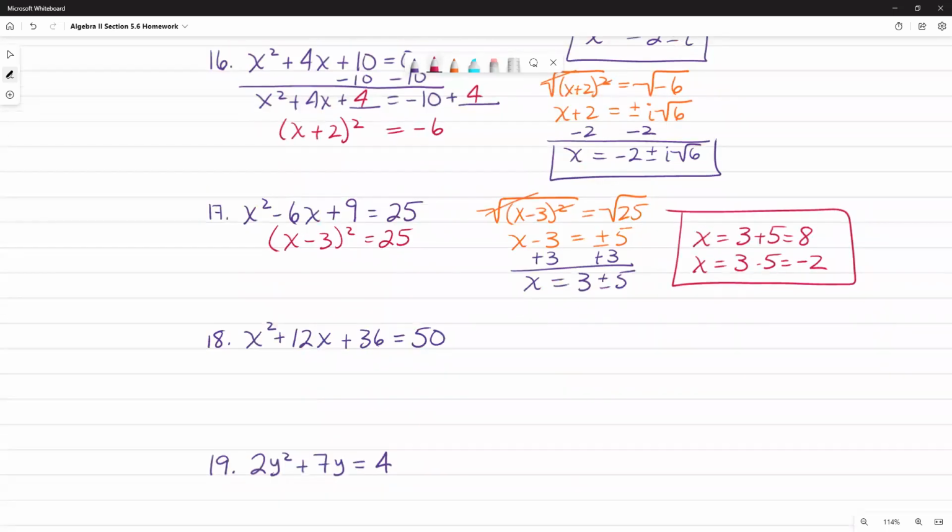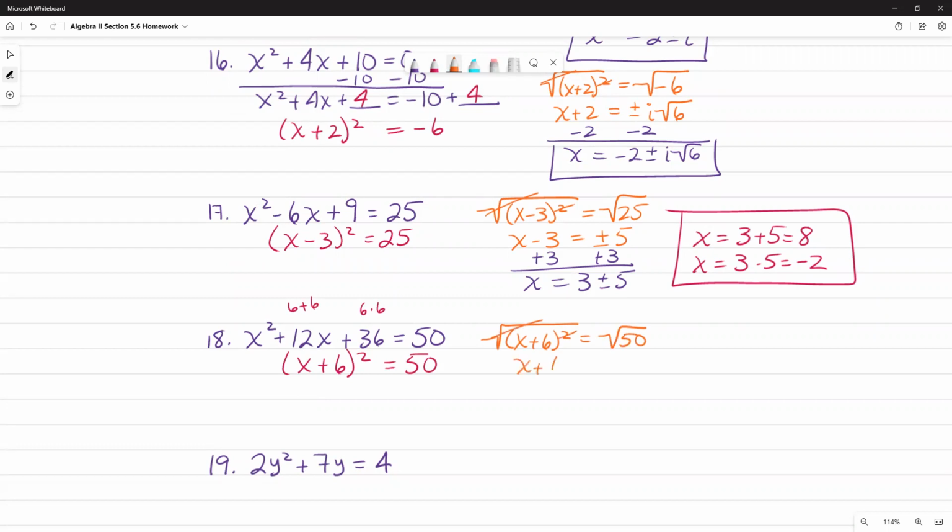All right, 18 is the same thing. We've got 6 times 6 equals 36. 6 plus 6 equals 12. So we know we've got a perfect square trinomial. So on this side, we have (x + 6) squared equals 50. All right, so let's go ahead and use our square root property to solve. We have the square root of (x + 6) squared equals the square root of 50.